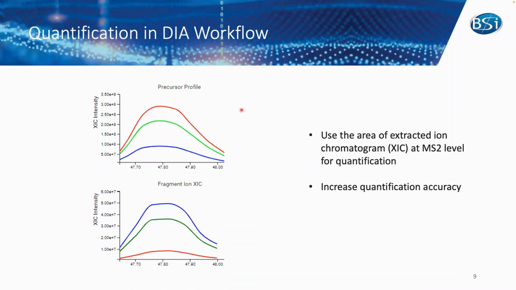In PEAKS, unlike the area of the extracted ion chromatogram at MS1, which is used for quantification in the DDA workflow, the area of the extracted ion chromatogram at MS2 level is used for quantification in the DIA workflow. To ensure the peptide abundance calculation accuracy, at least 3 high-quality fragment ions that follow the same elution profiles as the precursor ion are used to calculate the peptide abundance.